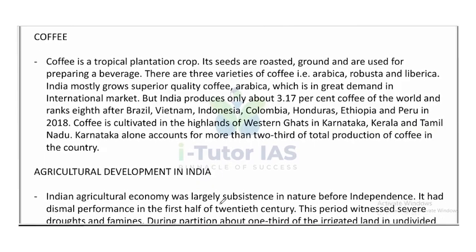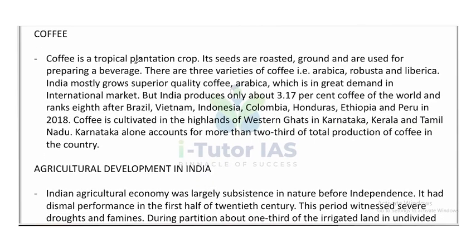Next one is coffee. Like tea, coffee is a tropical plantation crop. Its seeds are roasted, ground, and used for preparing a beverage. It's also a beverage crop. There are three varieties of coffee: Arabica, Robusta, and Liberica. India mostly grows superior quality coffee, Arabica, which is in great demand in the international market. But India produces only about 3.17% coffee of the world and ranks 8th after Brazil, Vietnam, Indonesia, Colombia, Honduras, Ethiopia, and Peru in 2018.